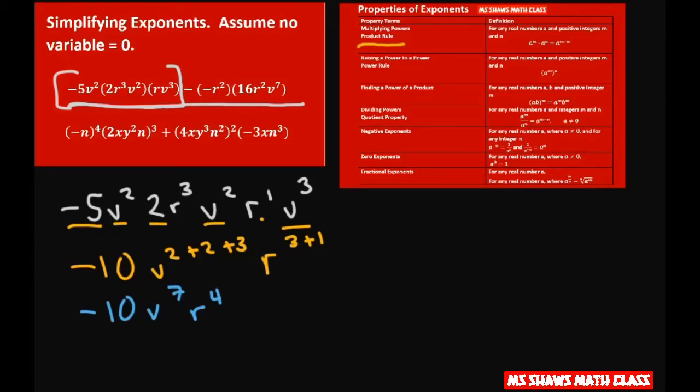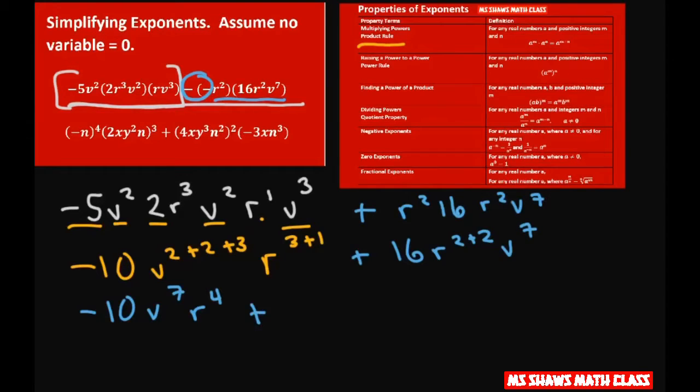Now for the second part, first of all, I have two negatives here. So I'm going to go ahead and make that a plus. And now I'm going to do the same thing. It's just going to be r squared, 16 r squared, v to the 7th. So this is going to be plus 16 r to the 2 plus 2 and v to the 7th, which equals plus 16, r to the 4th, v to the 7th.